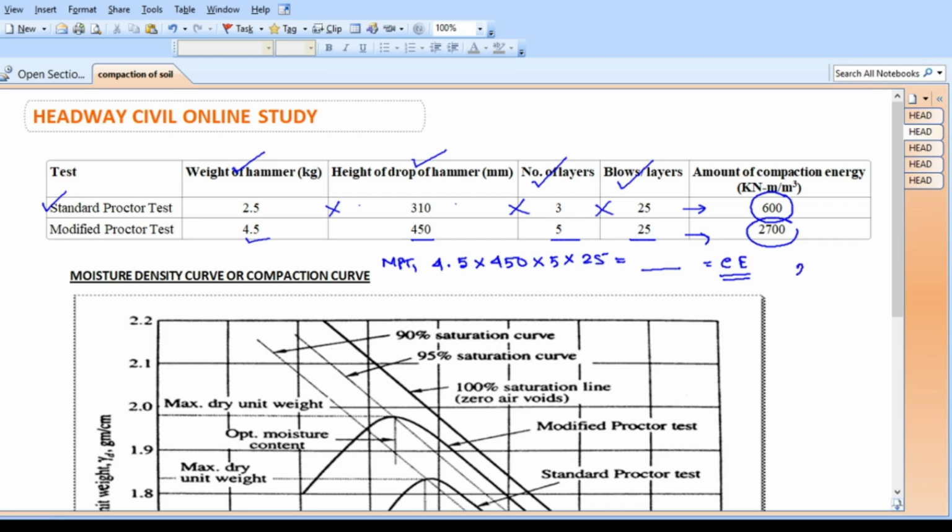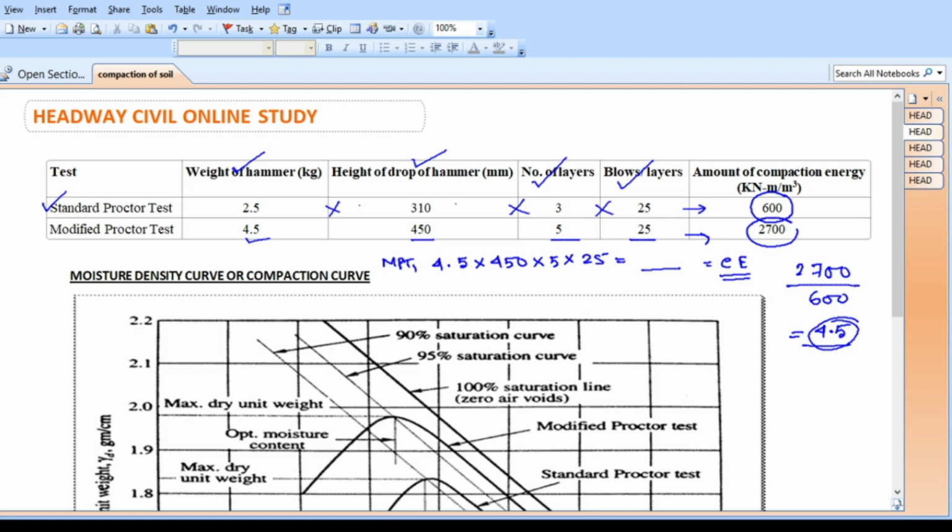So if we divide 2700 by 600, this will come out to be about 4.5. So remember, the ratio of the compaction energy will come out to be 4.5 if we divide the modified Proctor's compaction energy by the standard Proctor's compaction energy.